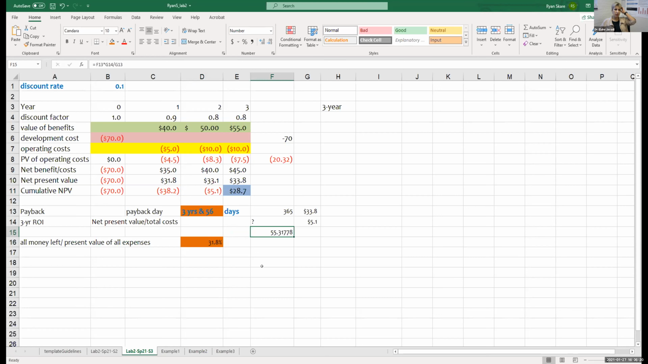Show me B9. And then go to the right, C9. Then go to the right, D9. So the formula changed.